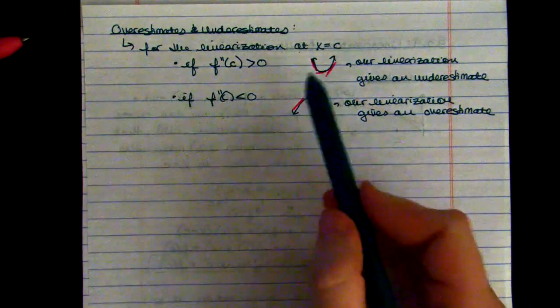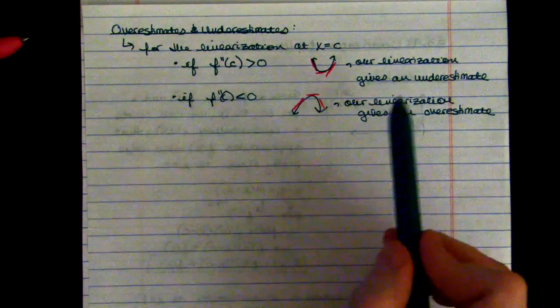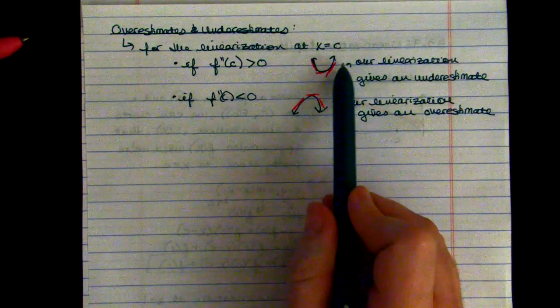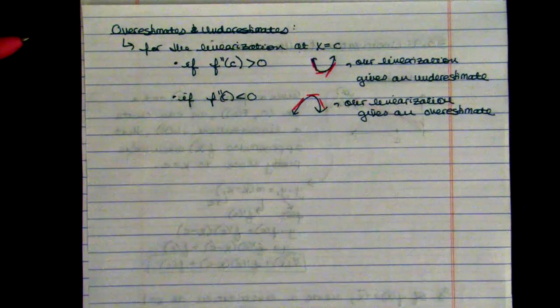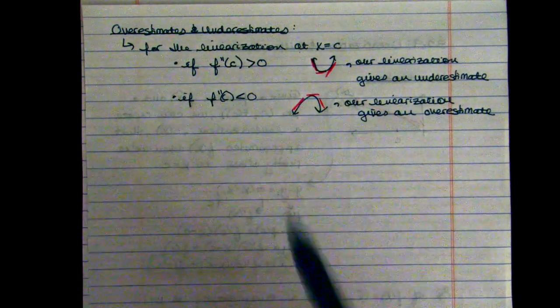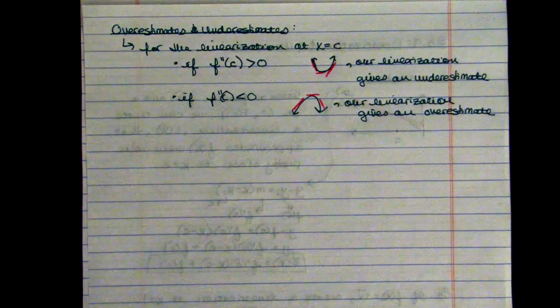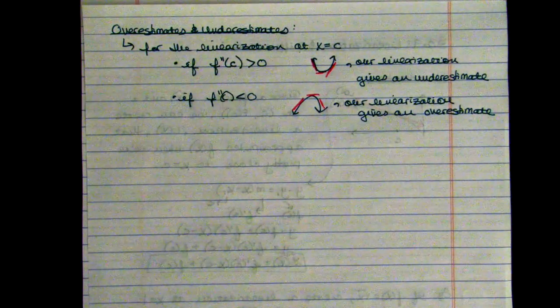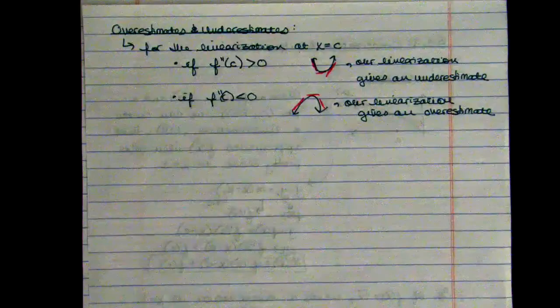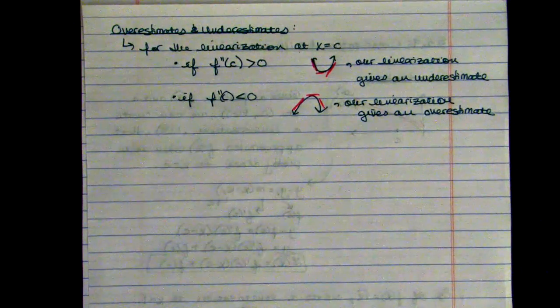I have a hard time remembering these two things, so really I don't remember the rule. I just sort of draw it out and figure it out. I draw a concave up shape, draw on my tangent line, see that they're below, draw a concave down shape, draw the tangent line, see they're above. All we really need to know is to determine overestimates and underestimates, I need to look at my second derivative and think about concavity.